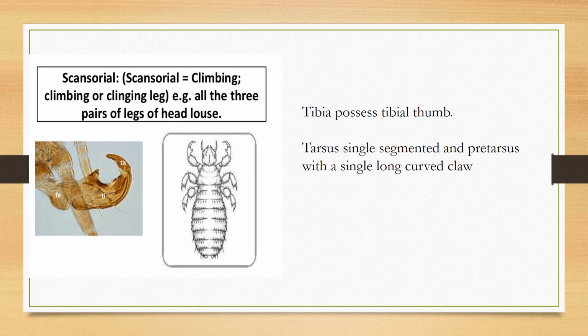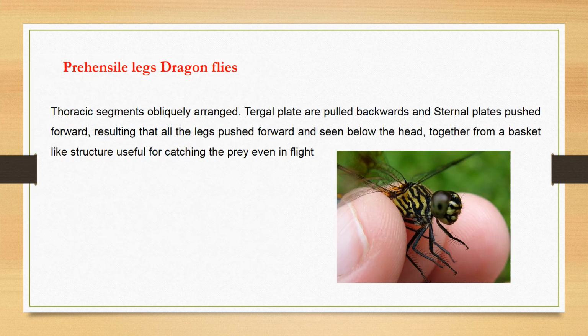The next is the scansorial type, scansorial means a climbing or clinging leg. All three pairs of legs in the head louse are modified for clinging to hairs. The tibia possesses a tibial thumb. The tarsus is single segmented and the pretarsus is a single long curved claw. So that is a modification of the scansorial type of legs, climbing or clinging legs in the head louse.